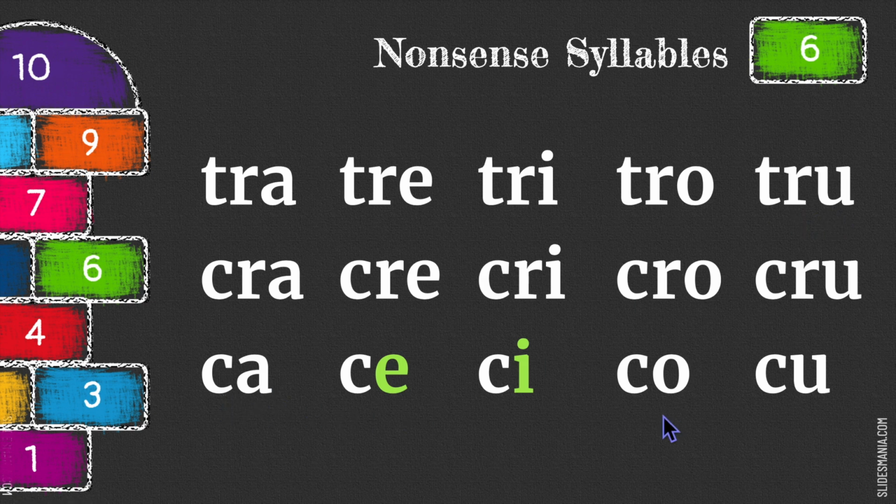Let's do this row again, remembering to use the hard C sound before the A, O, and U, and the soft C sound before the E and the I. K, C, sigh, co, Q.